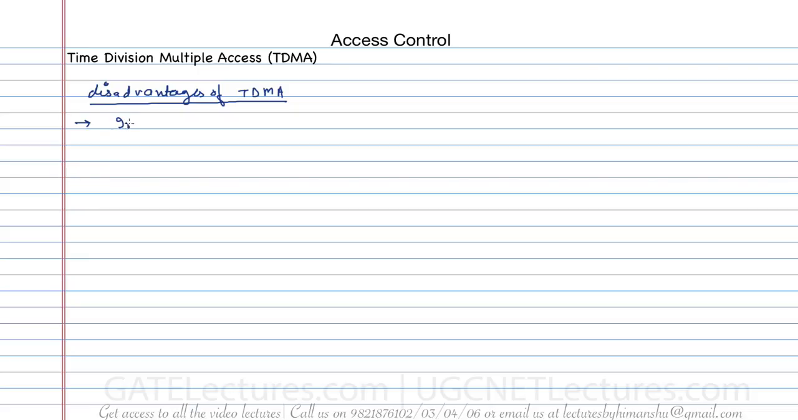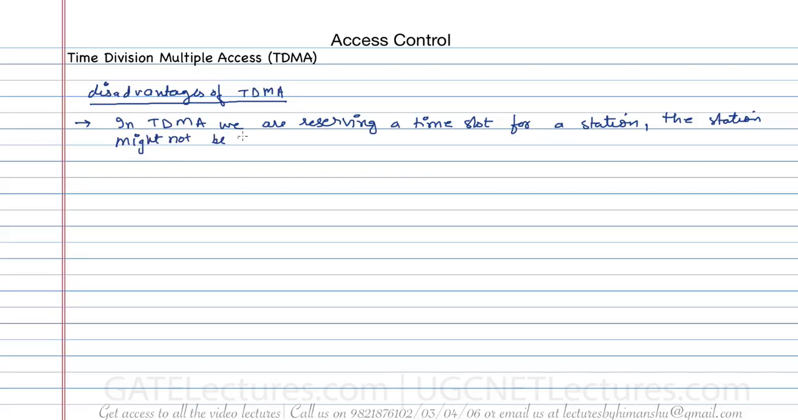So in TDMA we are reserving a time slot for a station, and the station might not be interested in sending the data. The station might not be interested in using it. Okay, and still we are reserving a slot for it.